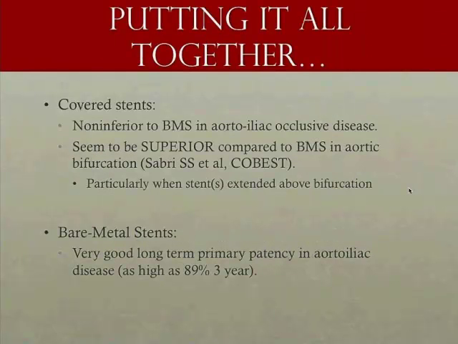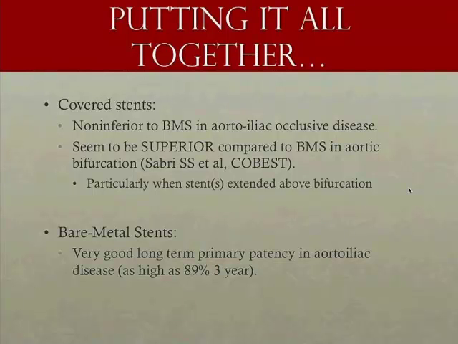So putting it all together, covered stents, I think most of us could agree that at the very least, appear to be non-inferior to the bare metal stents in aortoiliac occlusive disease. And in fact, the COBEST trial was actually designed as a non-inferiority trial. Covered stents do appear to be superior compared to bare metal stents in aortic bifurcation lesions, for example, and that was proven both in the COBEST randomized trial in addition to some smaller studies as well. And that particularly is true the higher up you raise the bifurcation.